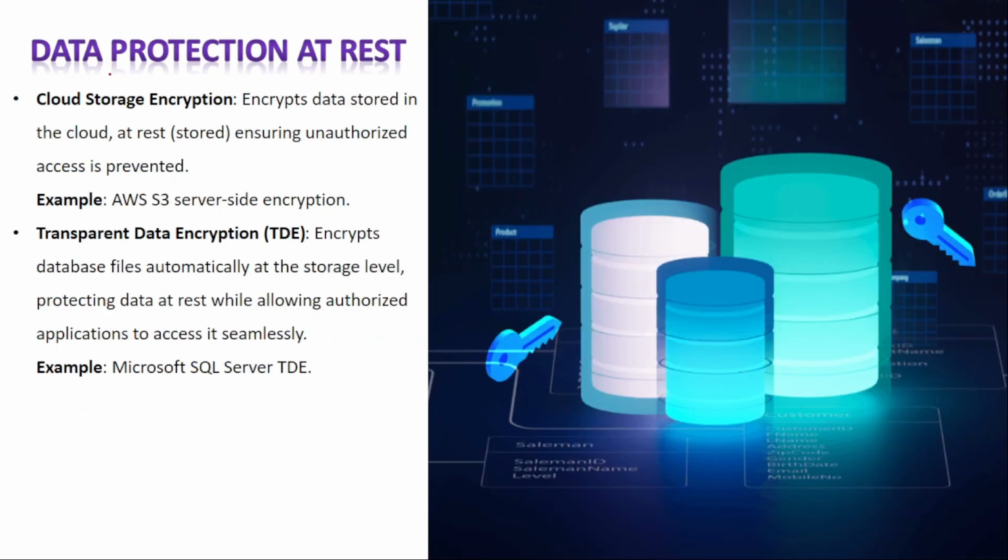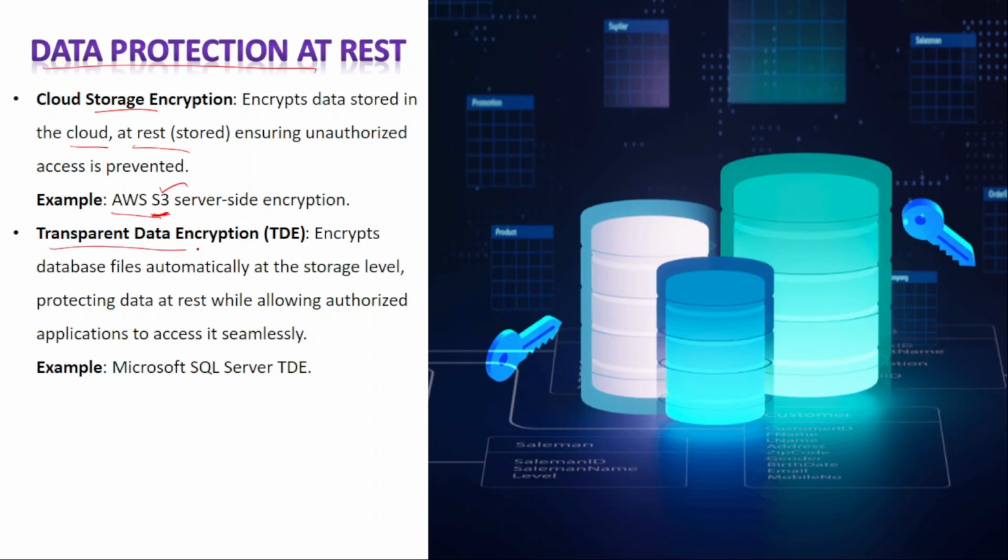So, protection of data again at rest. Data may be at rest, it may be in transit, or it may be in use. So what are the mechanisms for protection of data at each location or at each moment? The protection of data at rest includes cloud storage encryption. It encrypts data stored in the cloud, that is, at rest, ensuring unauthorized access is prevented. For example, AWS, that is Amazon Web Services, S3 server-side encryption. S3 is Amazon cloud storage.